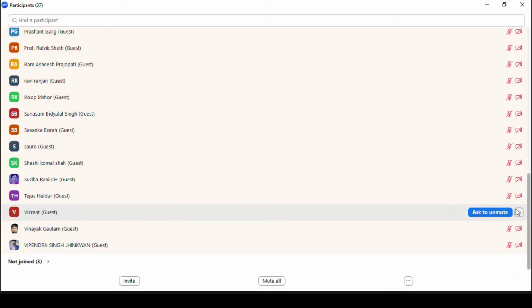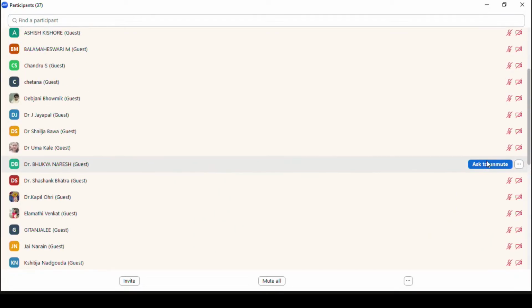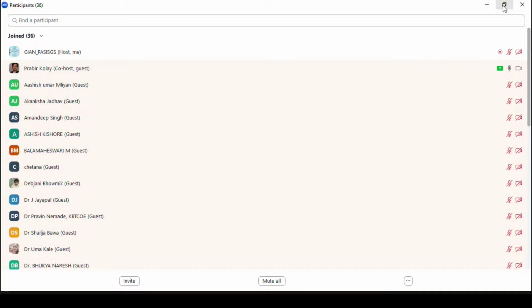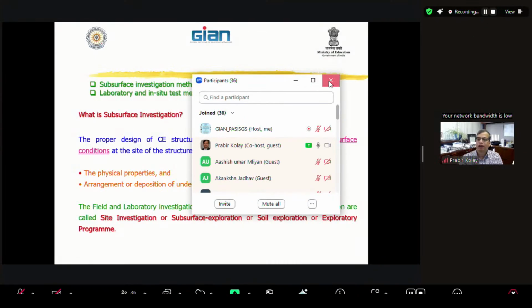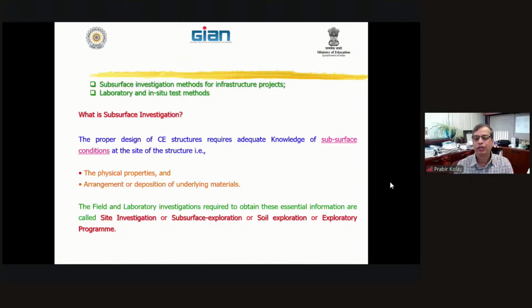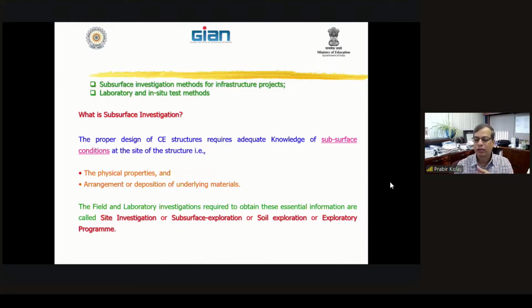When you collect a soil sample, you need to determine the physical properties, and also the arrangement of the deposit and underlying material. So basically, you need to make a borehole, take out the soil sample, and characterize it, and then you need to know what type of soil is there at different depths. So the field and laboratory investigation is required to obtain this essential information. It's called site investigation. Sometimes it's called subsurface exploration, sometimes soil exploration or exploratory program. So there are different names. So basically, it is a subsurface exploration.